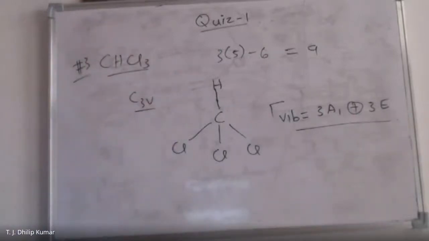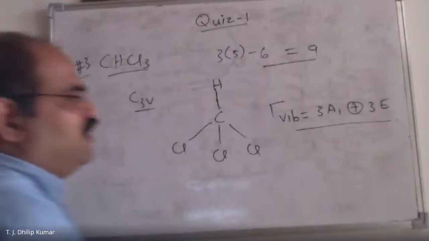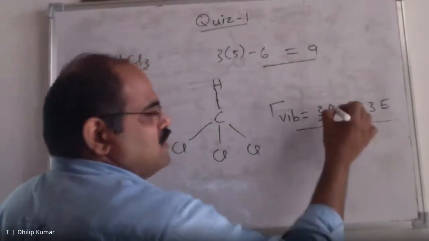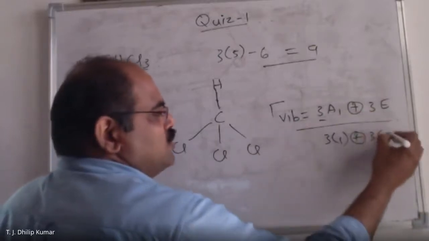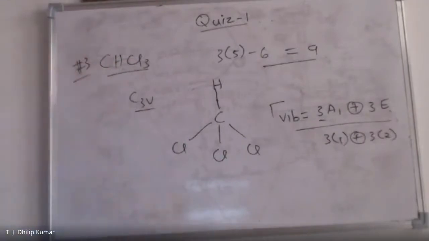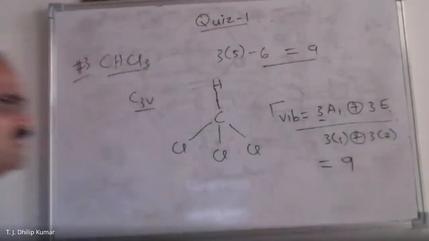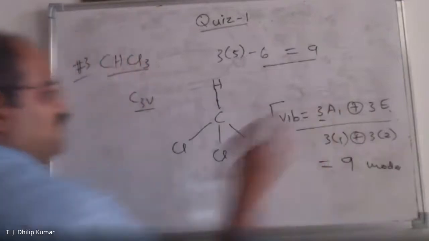See, the best way is to compute how many vibrational modes are possible, and then count. So this is 3 times A1, it is 1 dimension, and then plus 3 times E, which is 2 dimension. E is a 2 dimension. So if you count, it should be 9: 3 into 2 is 6, plus 3, 9. So 9 modes should be there when you find out the vibrational modes.